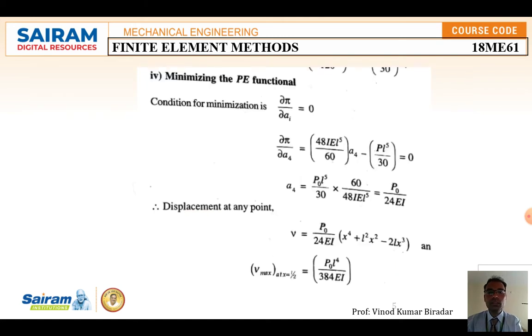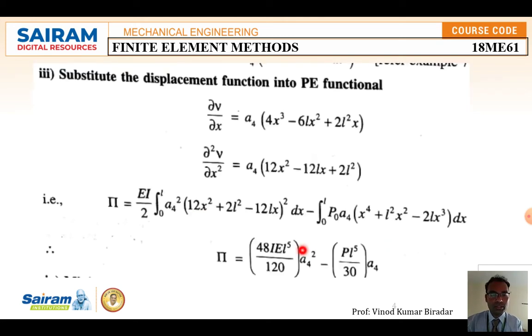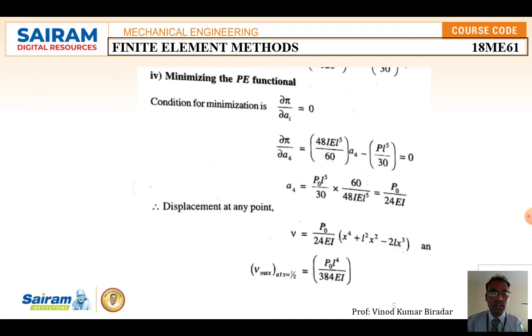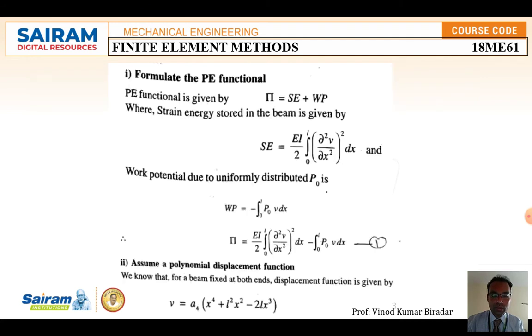Okay, then here a4 is unknown, so for minimum potential energy I have to differentiate, that is del pi by del a4, which is equal to like this. From this equation, this goes to this side, which will become 0. So from this equation you are going to get a4 is equal to this value. But displacement at any point we have the formula, that is v is equal to this equation. This is the displacement at any point. So in this equation you have to substitute the a4 value.